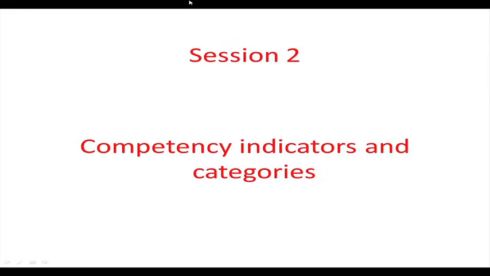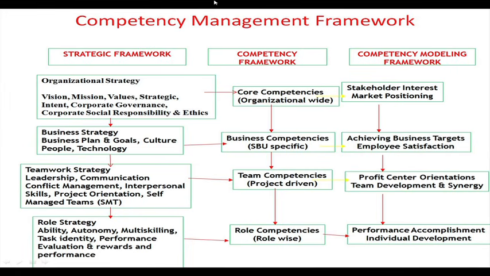So, when we talk about the second session, here we will discuss the competency indicators and the categories of competencies. So, in this session what we are going to discuss is the various indicators and categories. Now, if you look, this is the competency management framework that could be adopted by the organization. Okay. So, we start with the strategic framework, then we move to the competency framework, and then how we go about modeling the competencies at the individual level, group level, and the organization level.